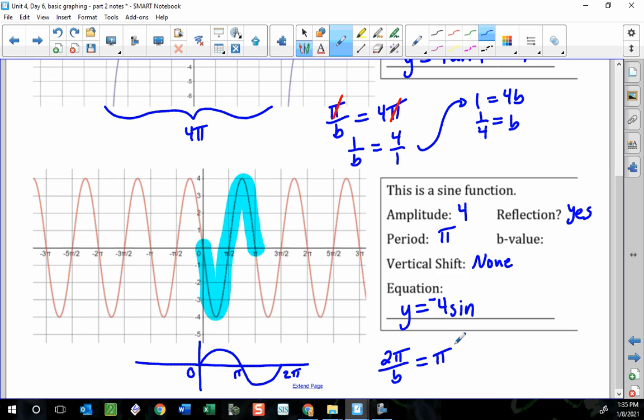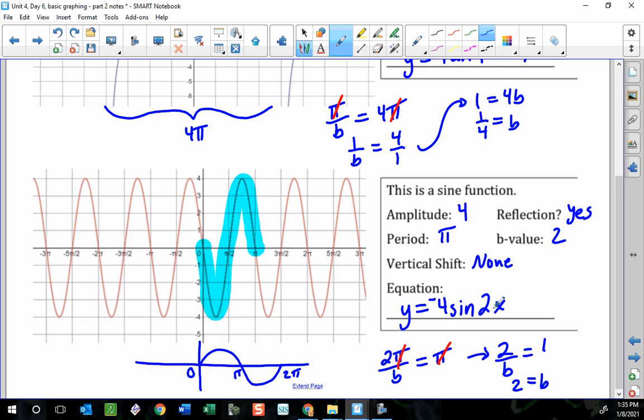So what do I have to do? Let's cross off these pi's, and you might be able to tell that b is 2 right here, but let's just cross these off. So I get this problem. I get 2 over b equals 1. So you can see that b times 1, so you get b equals 2. Okay, so b must be 2. So when you write your equation, you're going to put 2x. You always have to have an x.